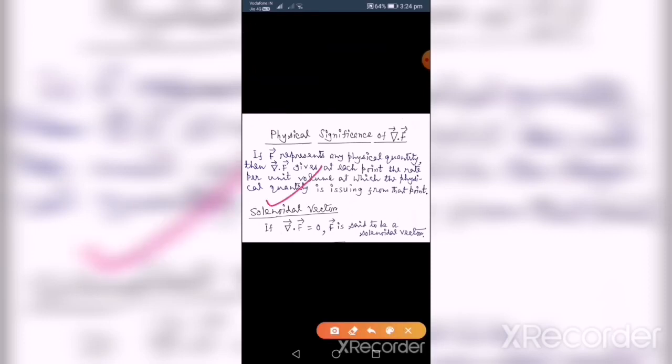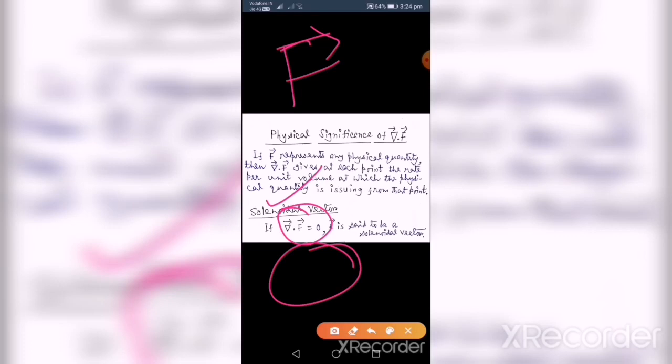Next, solenoidal vector. If f is a vector point function such that del dot f equal to 0 at all points in a given region, then it is said to be a solenoidal vector in that region.